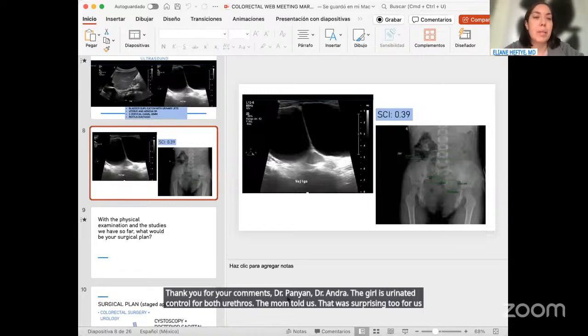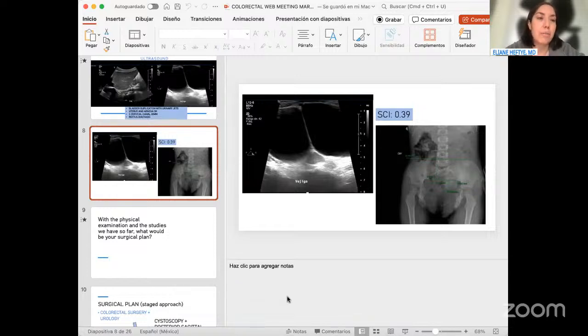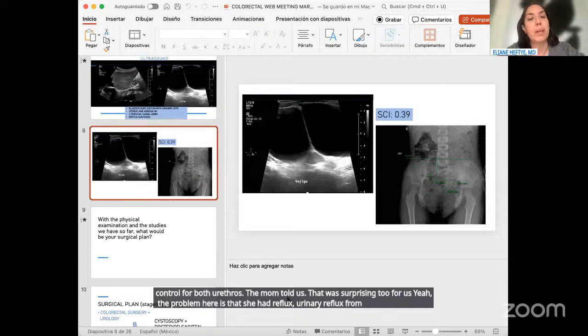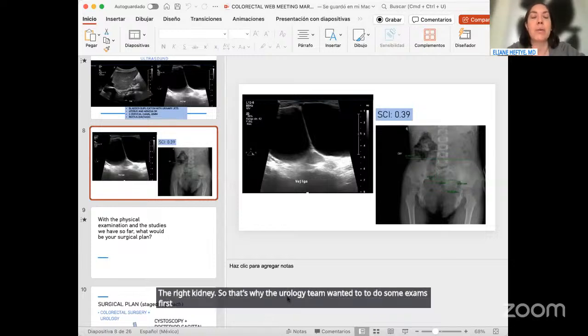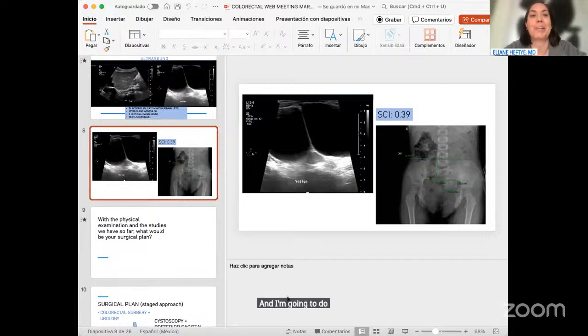Yeah, the problem here is that she had urinary reflux from the right kidney. So that's why the urology team wanted to do some exams first, and then they're going to decide what the surgical plan will be for her. Is it better or is it worse? But the renal function is okay now, so they have to do more studies, and then they will decide about it. And I'm going to do the diagram next time.